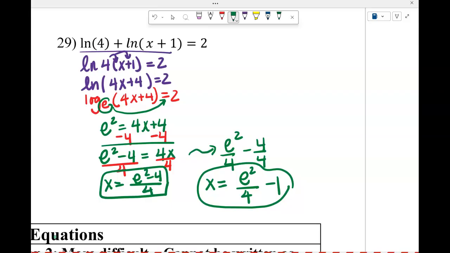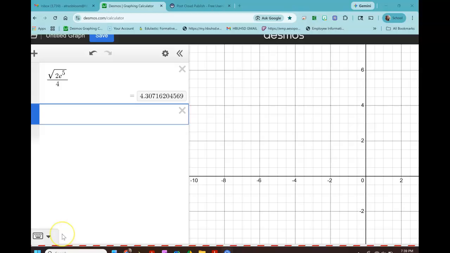Now, we need to use decimals or your calculator and get the decimal approximation. So type in e and then caret square. As you can see, it's 7.389. Now we want to minus 4, and then we want to have the whole thing divided by 4. So our decimal approximation is 0.847.